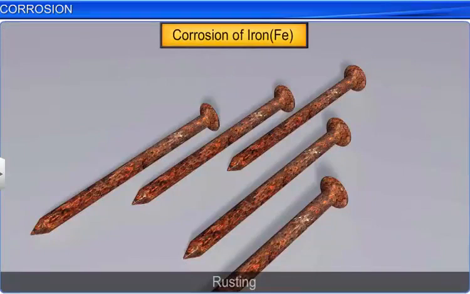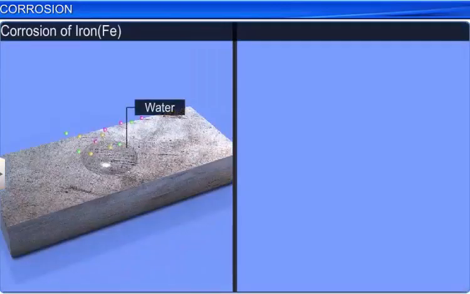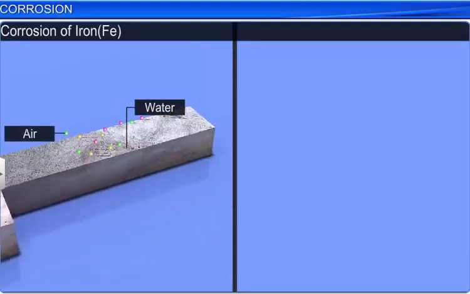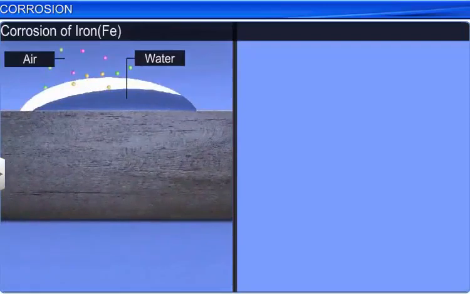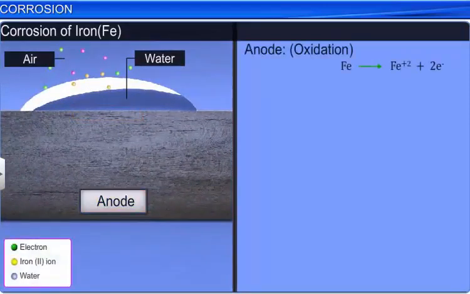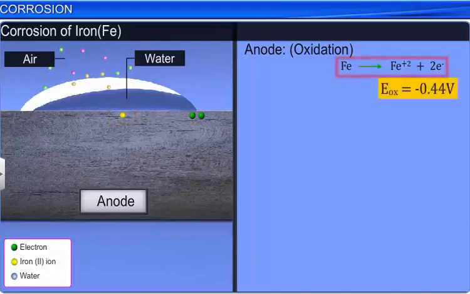Let's look at the corrosion of iron, which is commonly known as rusting, in detail. Iron corrodes in the presence of water and air. The spot where the corrosion begins can be considered the anode. Here, iron loses 2 electrons to form the iron 2 ion. The oxidation half reaction has an oxidation potential of minus 0.44 volt.